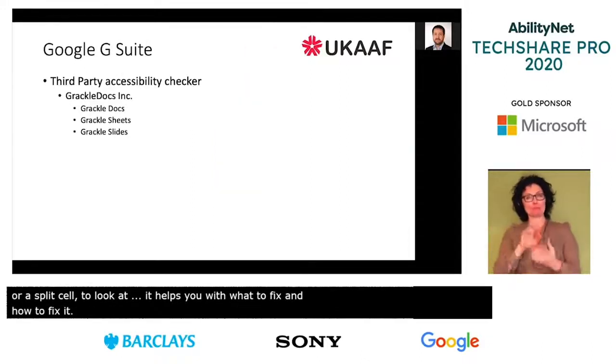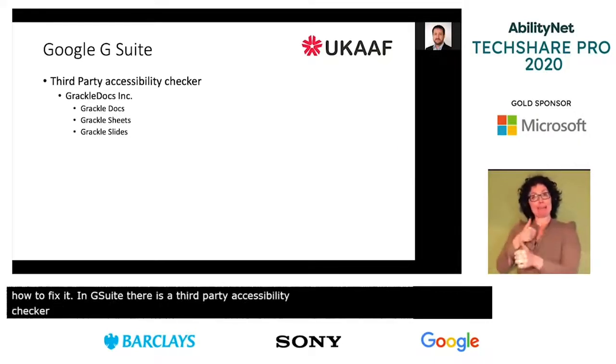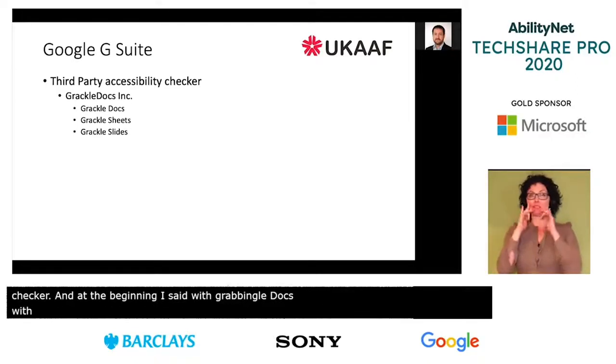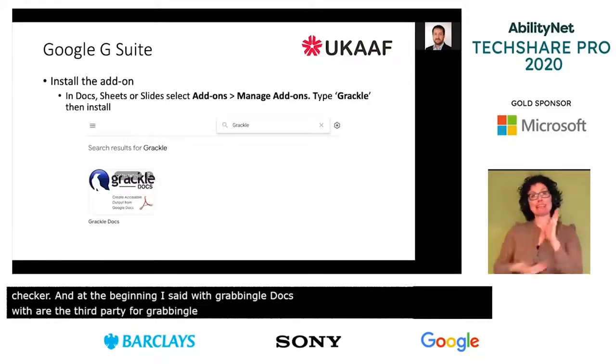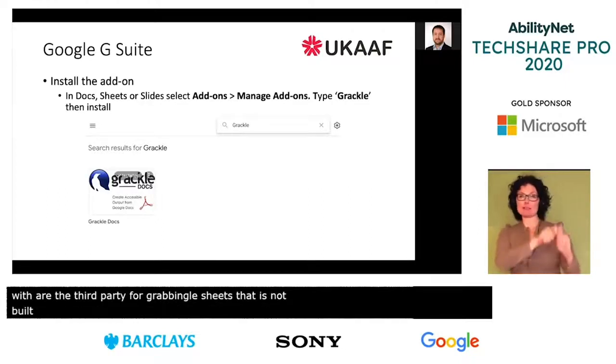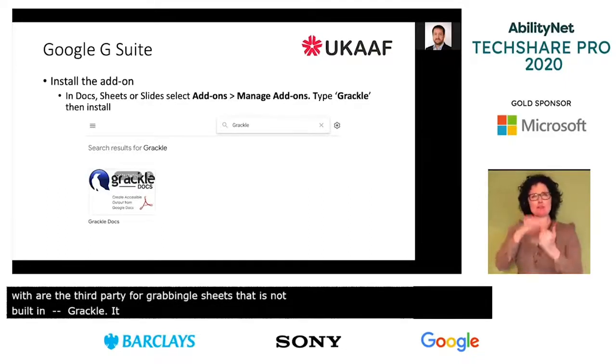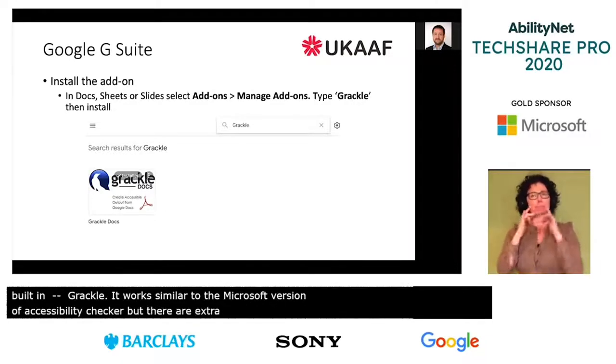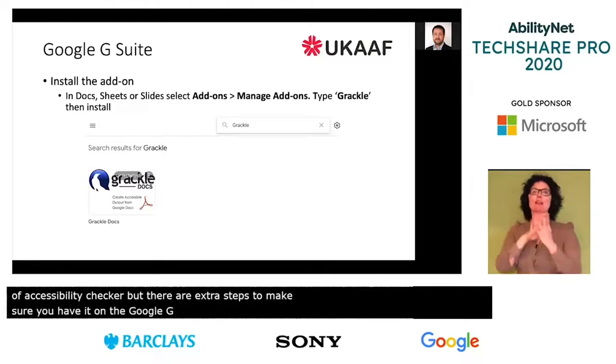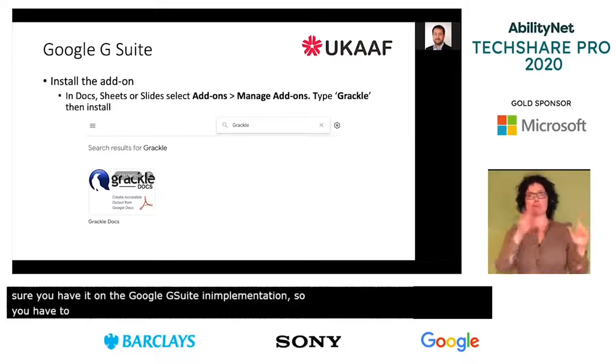In G Suite, there's a third-party accessibility checker, and at the beginning I said I'm co-founder of a company called GrackleDocs. We are the third-party accessibility checker for Google G Suite. There isn't one built in, and we've created an add-on for docs, sheets, and slides. In the end, it works quite similarly to the Microsoft version of an accessibility checker, but there's a couple of extra steps to make sure that you've got this on your Google G Suite implementation. So you need to install the add-ons to start with. If you're in a doc, a sheet, or a slide, select add-ons and manage add-ons, type Grackle and install the add-on that's there.